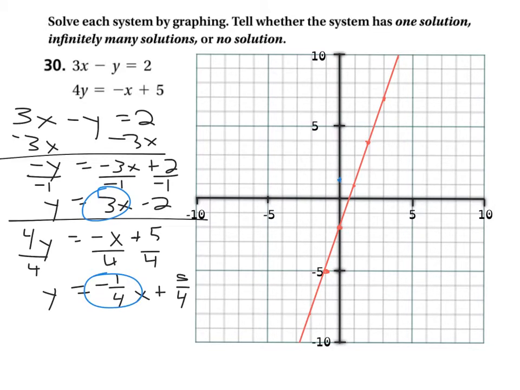But notice this. This equation has a slope of 3. This equation has a slope of negative 1/4. And what that means is that they have different slopes, so they're just going to cross once. So I'll graph it the best I can, but you'll see that.